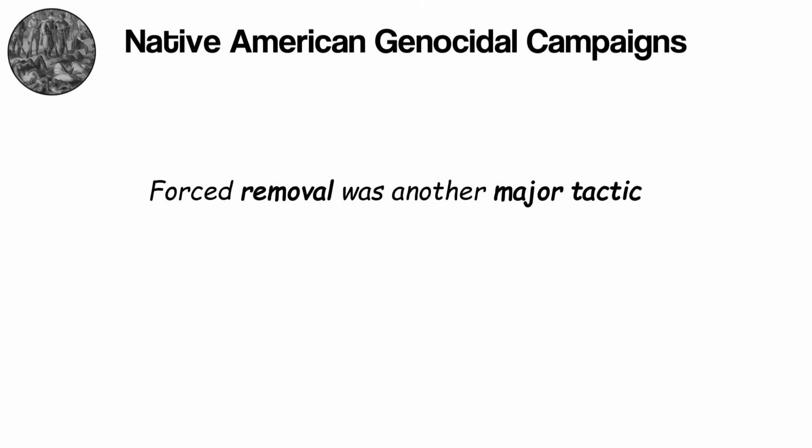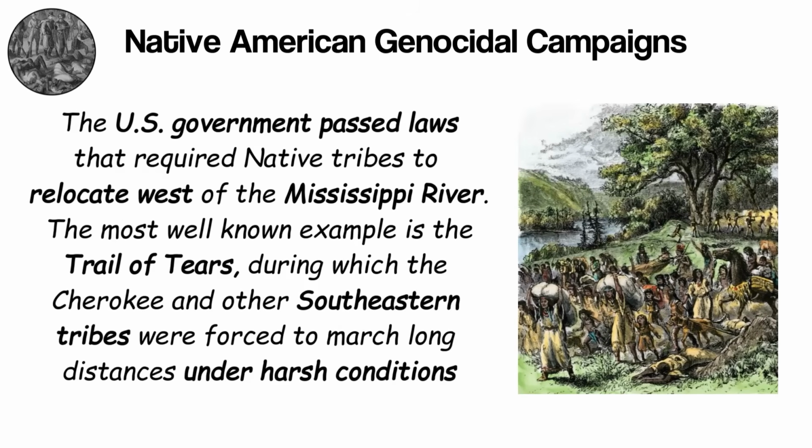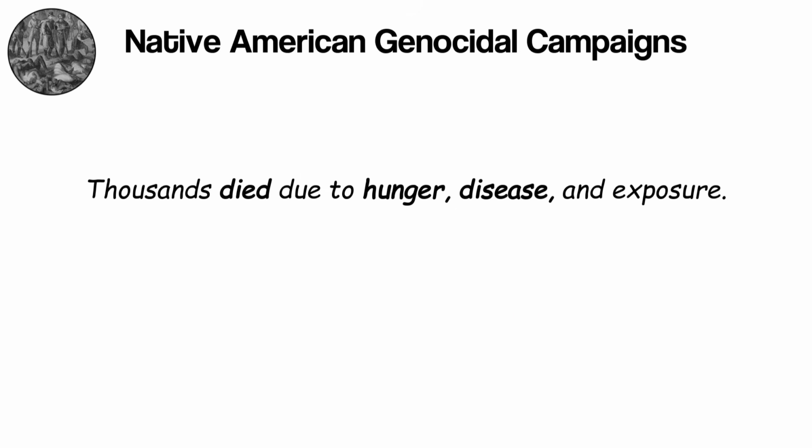Forced removal was another major tactic. The US government passed laws that required native tribes to relocate west of the Mississippi River. The most well-known example is the Trail of Tears, during which the Cherokee and other southeastern tribes were forced to march long distances under harsh conditions. Thousands died due to hunger, disease, and exposure.